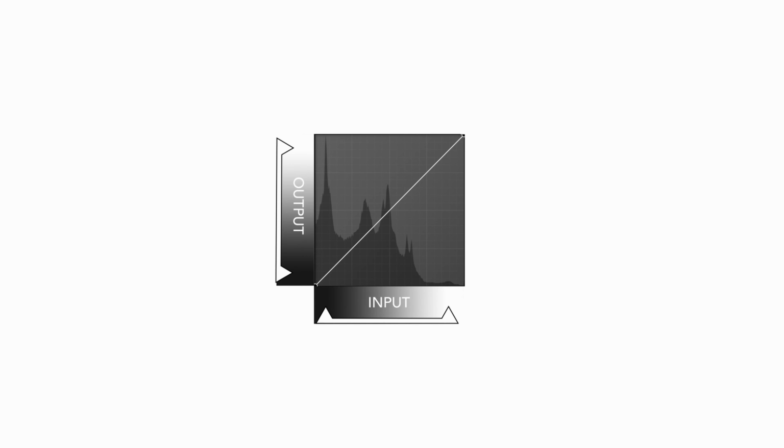Blacks are on the left, whites are on the right. The first box represents blacks. This column represents the shadows. The third column represents the highlights, and the last one represents the whites.